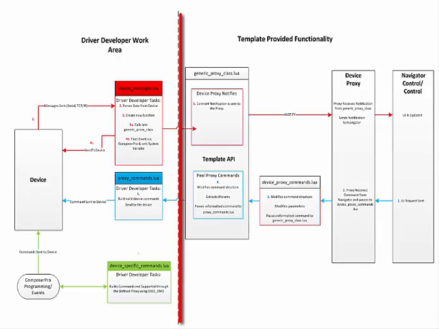You'll also notice a line dividing the diagram into 2 sections. All of the areas to the right are provided through the driver template and are used to facilitate data flow. You, as a driver developer, do not need to modify any of these areas in your development work. We can also see in this area a representation of the device proxy and the Control 4 user interface.